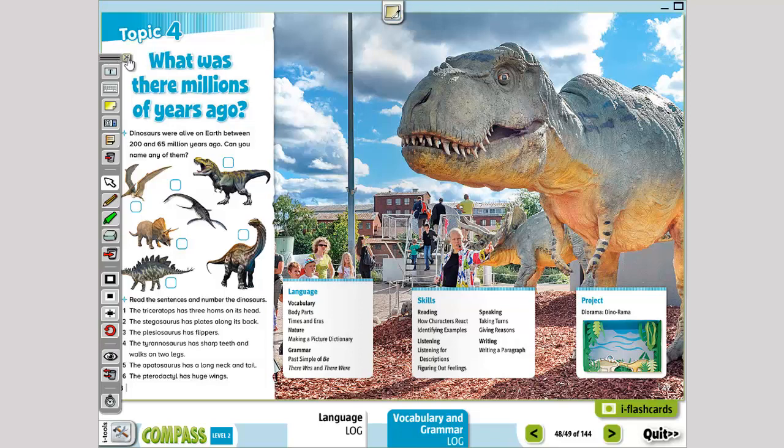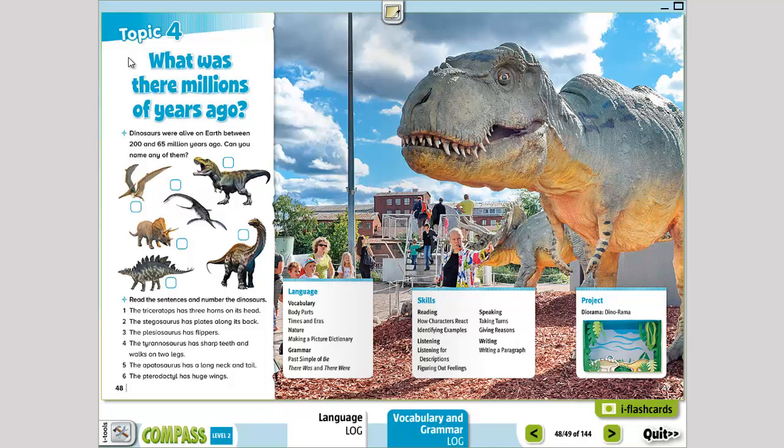We're going to be working on page 48, 49 of the language book and page 34 and 35 of the vocabulary and grammar. Buenos días, padres. El día de hoy, lunes, vamos a estar trabajando en la página 48, 49 del libro de language y la página 34 y 35 del libro de vocabulary and grammar.